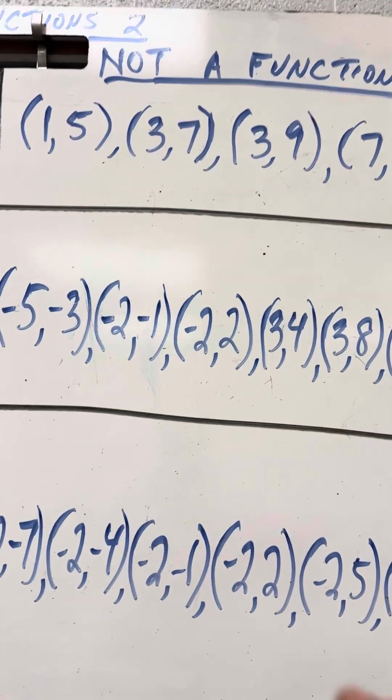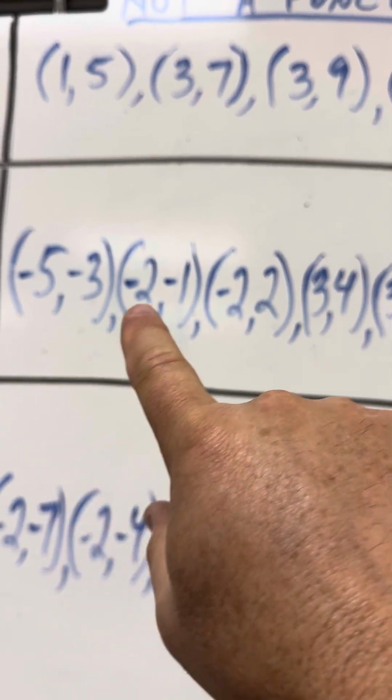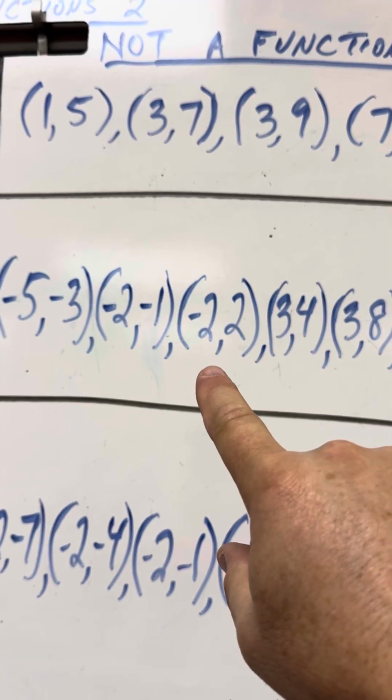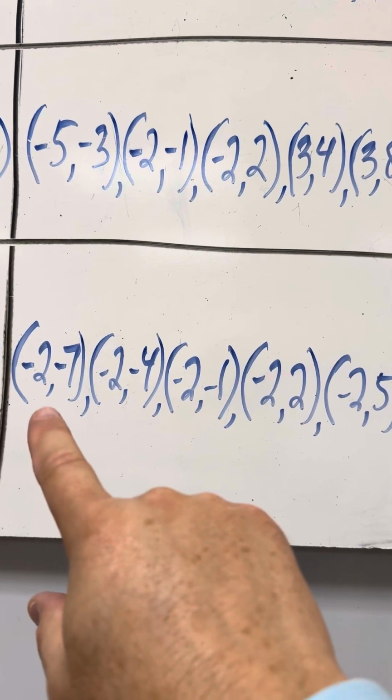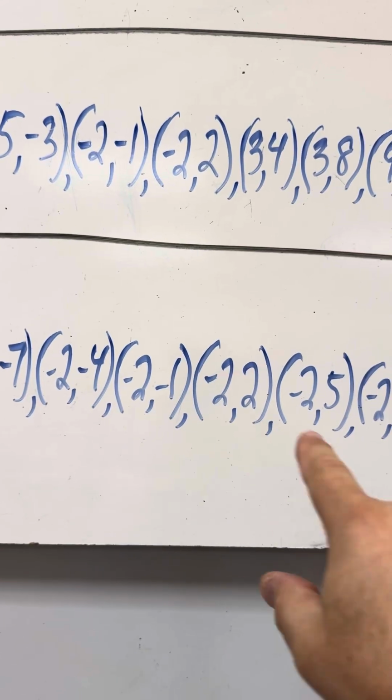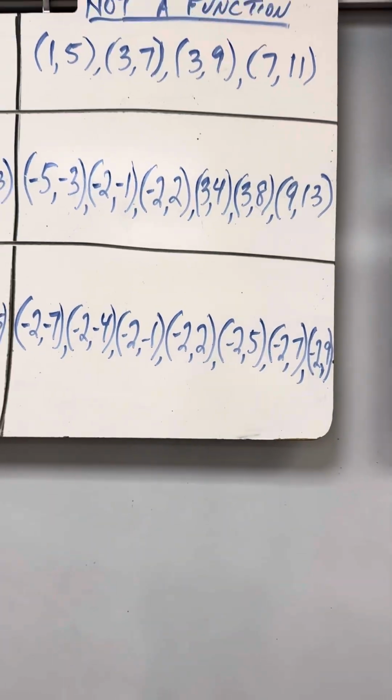Over here, not a function because -5, -2, -2. All right, the x's repeat, not a function. Over here, -2, -2, -2, -2, -2, not a function.